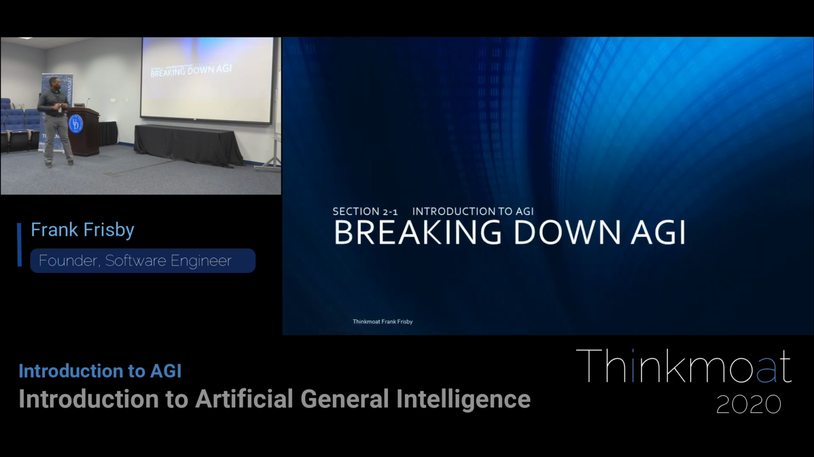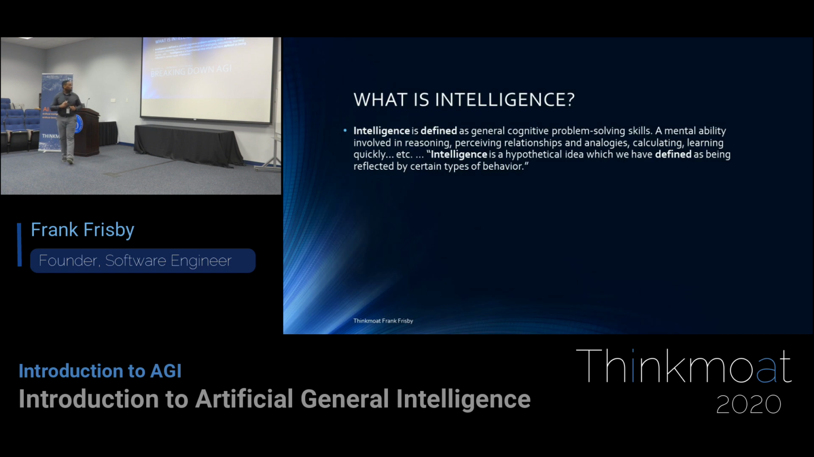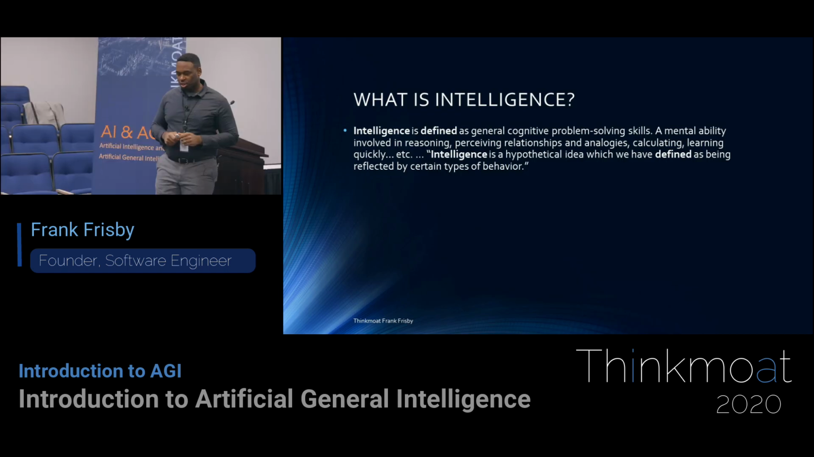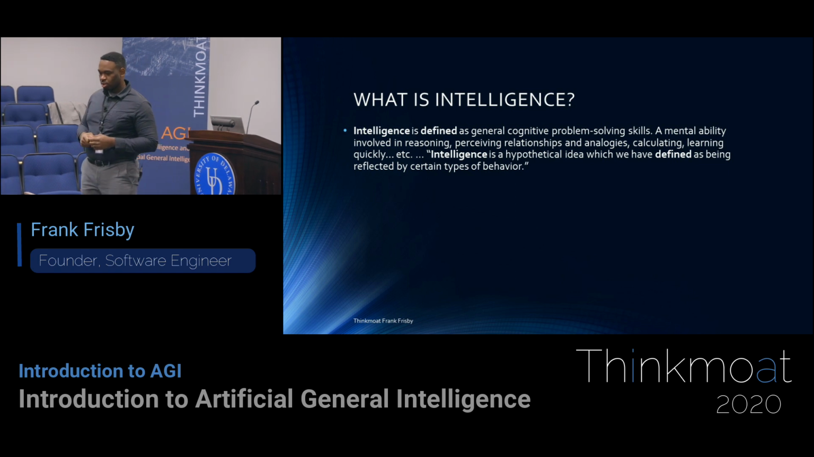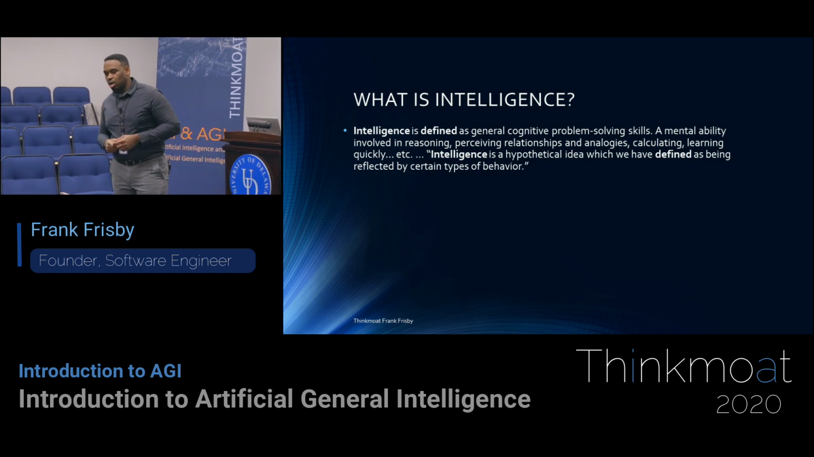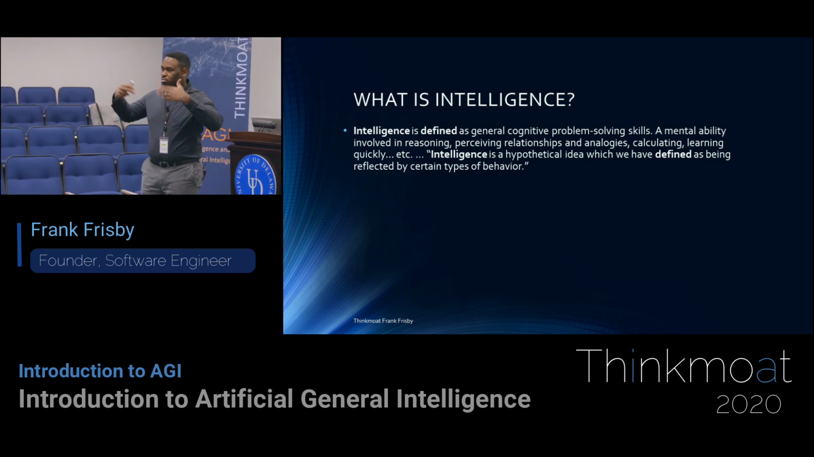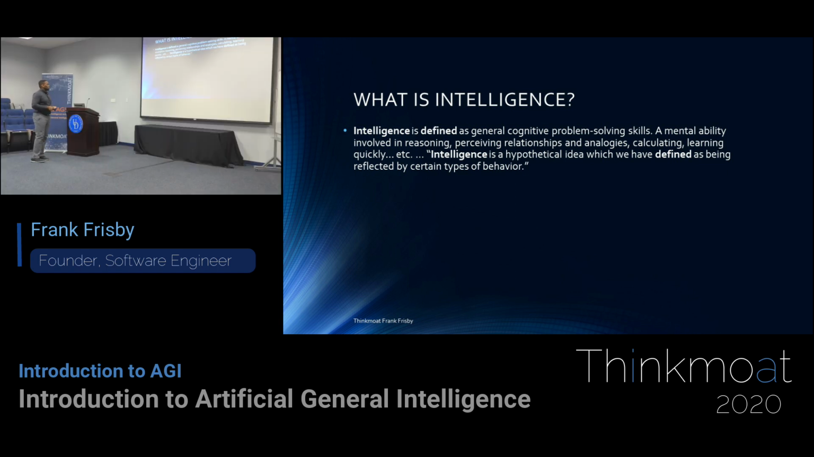All right, breaking it down. So what is intelligence? It's just being able to have the cognitive abilities to learn something, use it, and apply it. And then keep doing this tenfold. So the definition you have here is general cognitive problem solving skills, mental ability involved in reasoning, perceiving relationships and analogies, calculating, learning, and all that stuff.